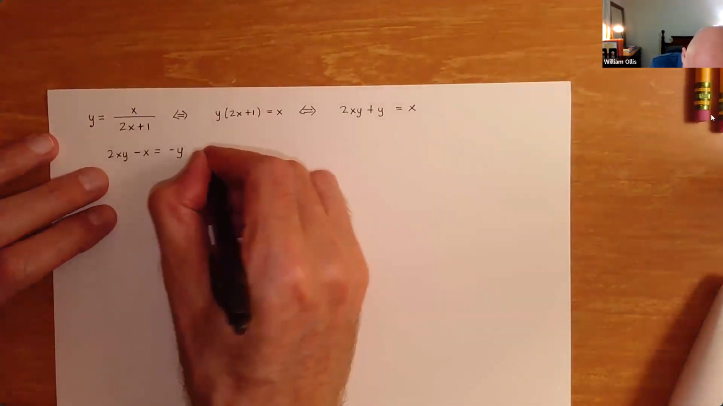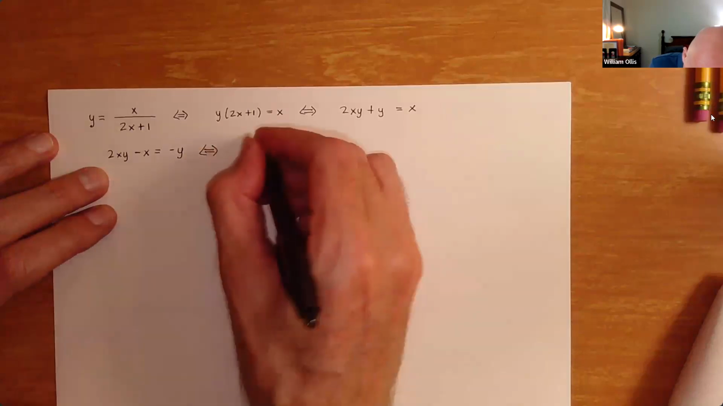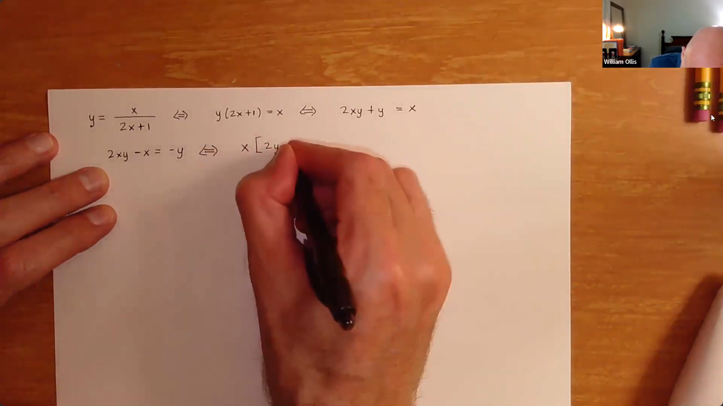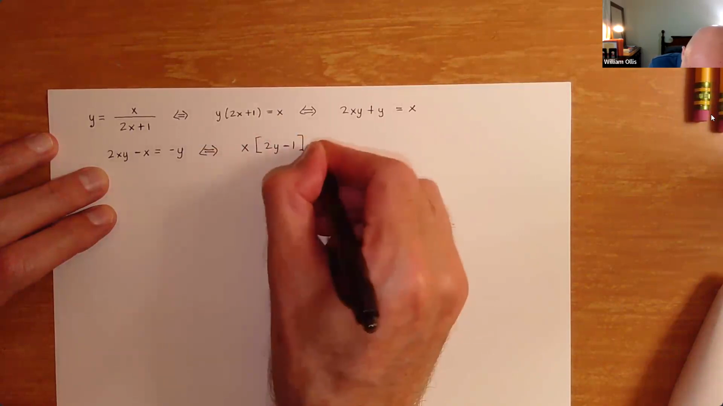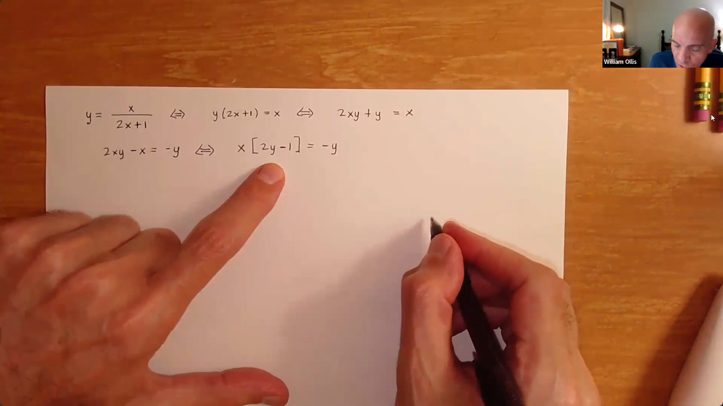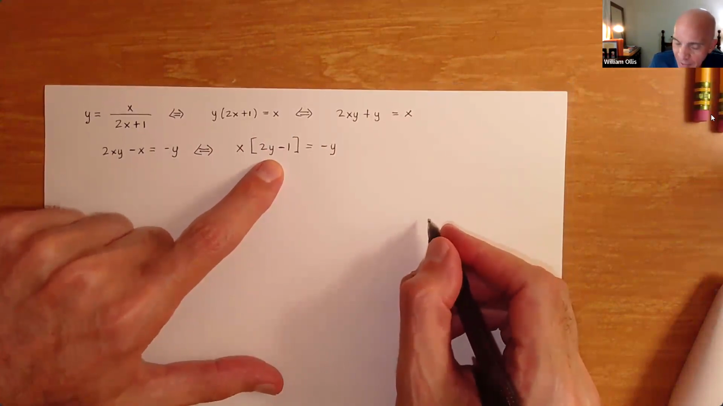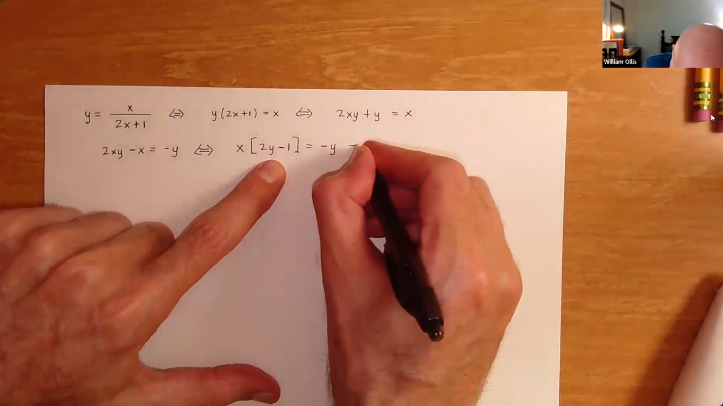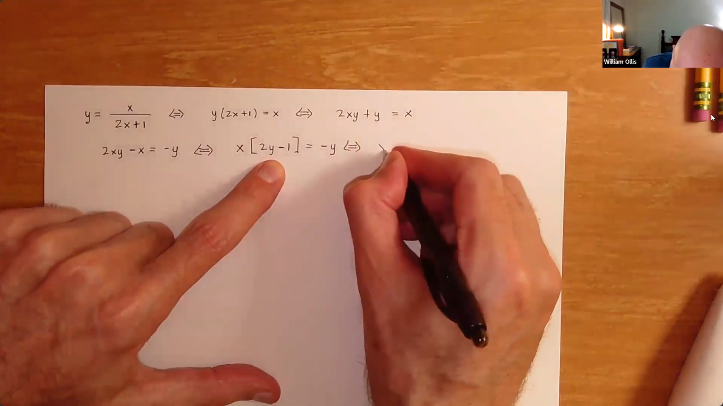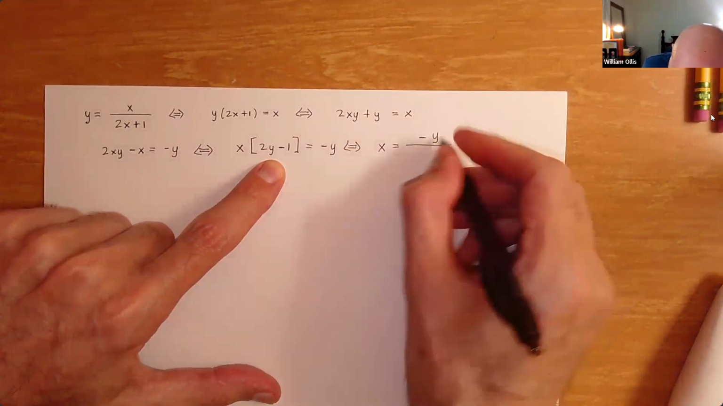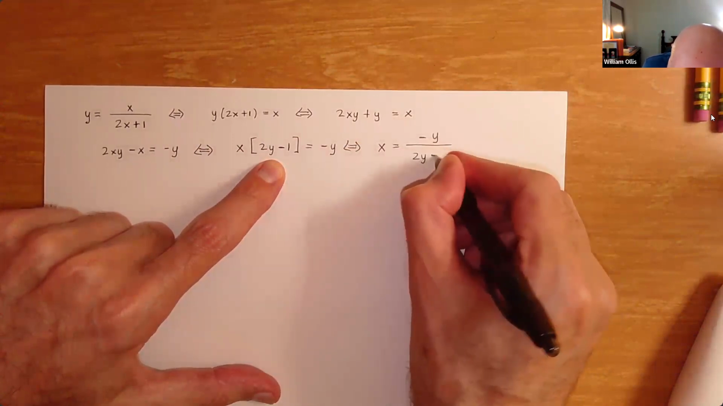So now we can factor the x. So we have x times (2y minus 1) equals negative y. And now, of course, we're assuming that this is well defined. Again, we see this, and I'll say more about it. If and only if x equals negative y divided by 2y minus 1.